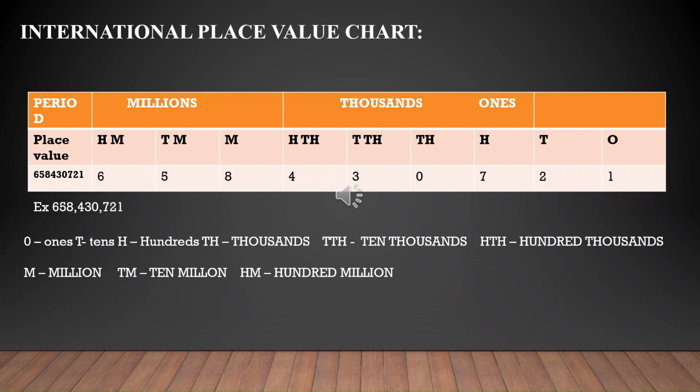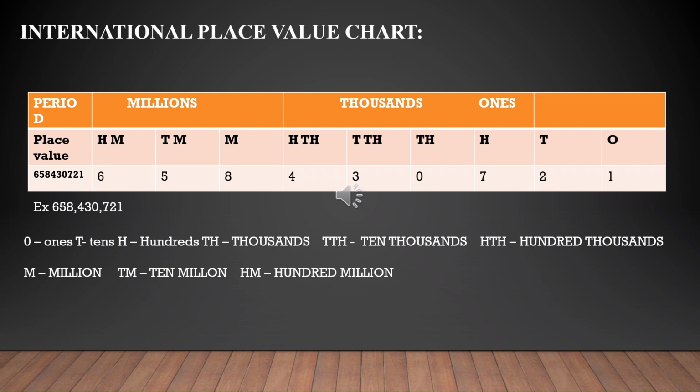Now the international place value chart. In this chart, we represent numbers as periods, place values, and the number to be represented. Here, the ones period contains ones, tens, hundreds. The thousand period contains thousand, 10,000, 100,000. And the millions period contains millions, 10 millions, 100 millions.